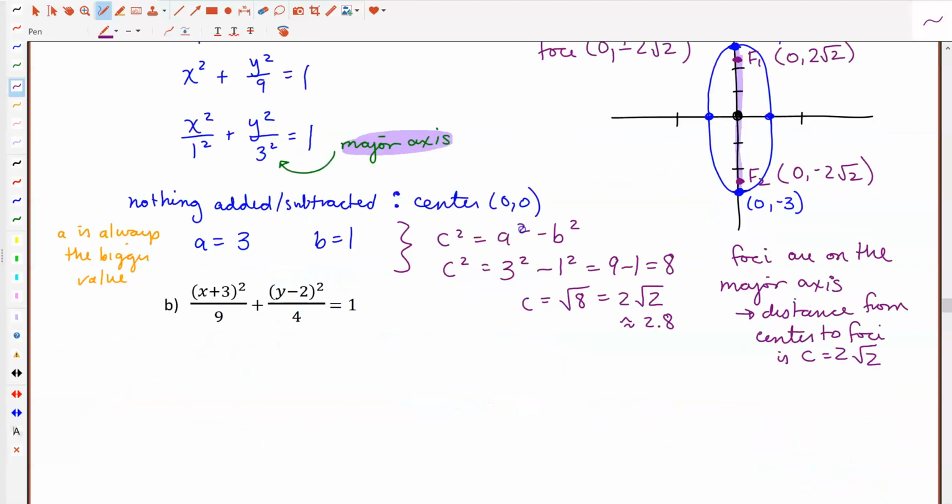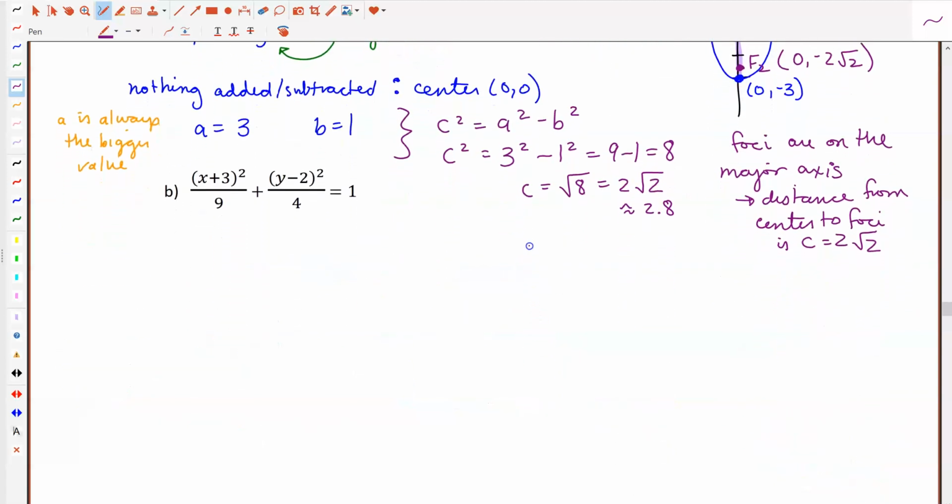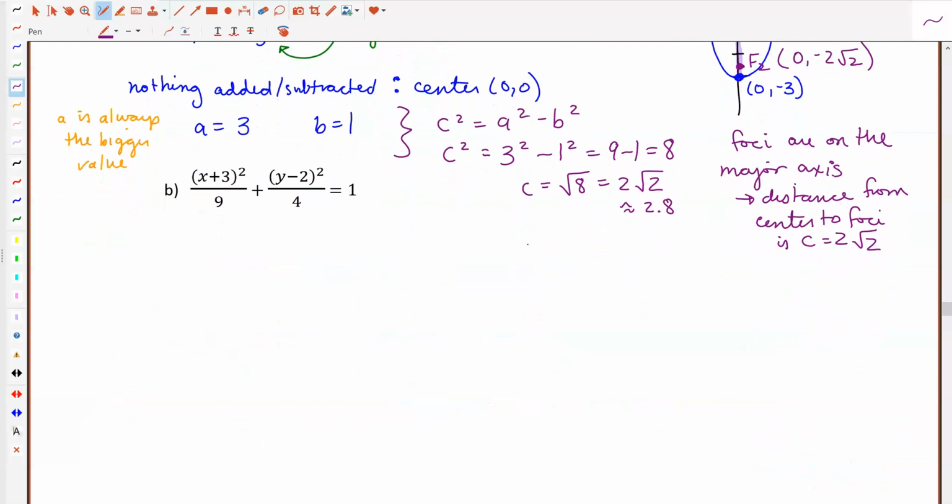All right, very cool. So let's jazz this up a little bit more, and let's get away from a center that is at the origin. So on this next one, the example is x plus 3 quantity squared all over 9 plus y minus 2 quantity squared all over 4 is equal to 1. Okay, so this is going to give me my h, k. Remember, h is associated with x, k is associated with y. So for this guy, his center is going to be at negative 3, 2.